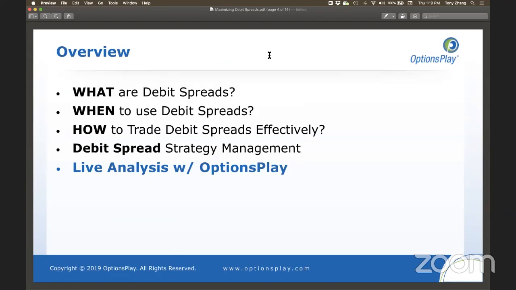So let's go ahead and get started. What I want to talk about, number one, is what are debit spreads, just to define what they are, how they're constructed for those of you that are new to this strategy. And again, I want to frame it in a way so that you understand how it compares to buying a call or a put, which is a simple option strategy that I think most users are familiar with.